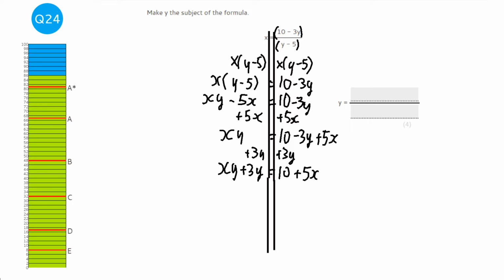Okay, so the next thing is I've got two terms here. I've got the xy and the 3y, and they both have y in, so they're both y terms. Now I need to make it so that there's only one y, so we've got just y equals. And the way of doing that is factorizing the left hand side. So I want y on the outside of the bracket, and so we're going to have x plus 3. And if you expand that, you will get xy plus 3y.